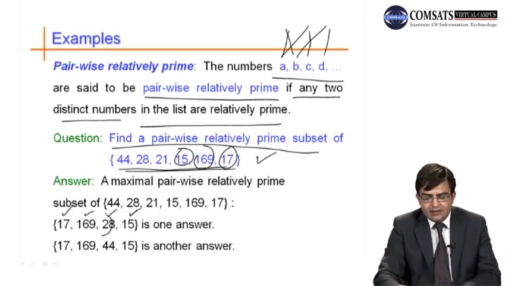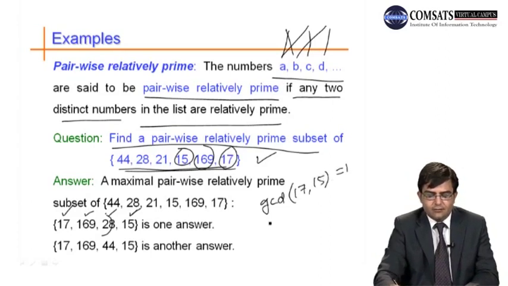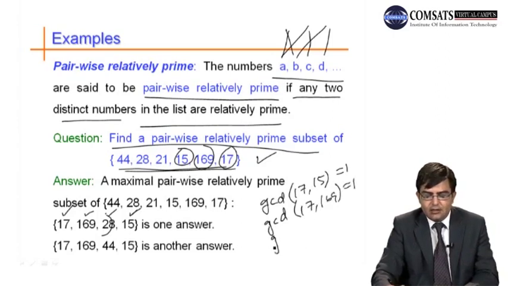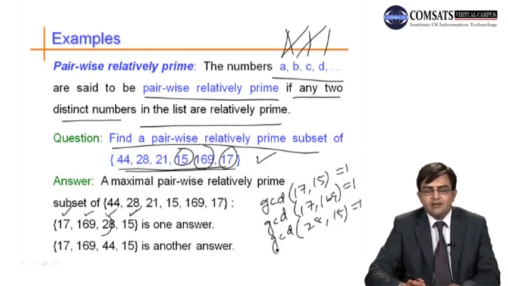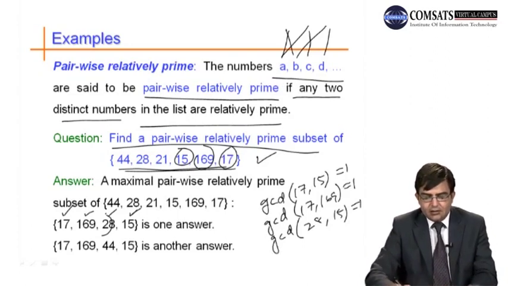prime, because the GCD of any two numbers in this set, for 17 and 15, is 1. The GCD of 17 and 169 is also 1. The GCD of 28 and 15 is also 1. So if you take any two numbers, the GCD of these two numbers must be equal to 1.